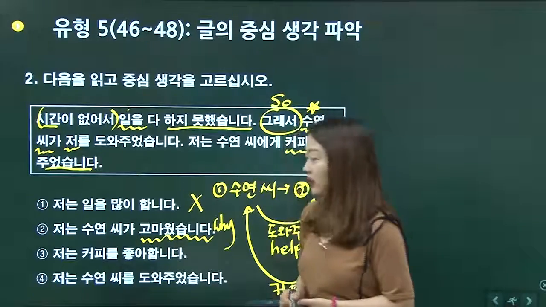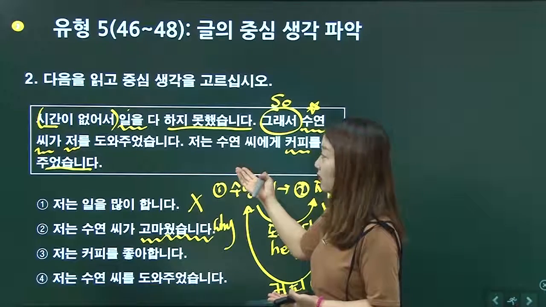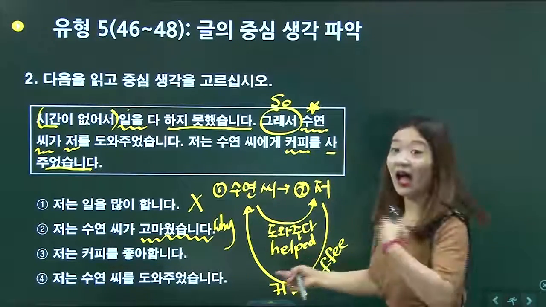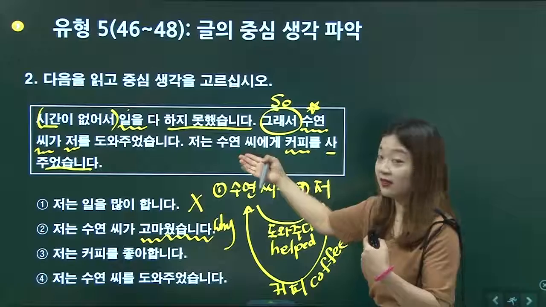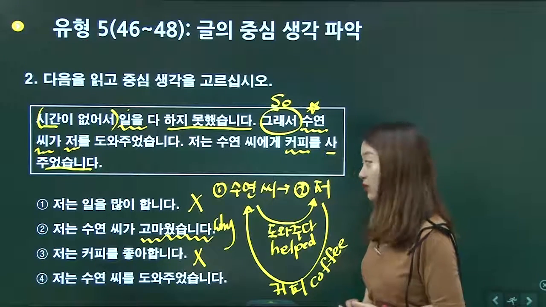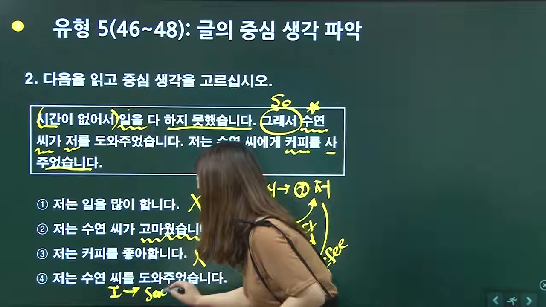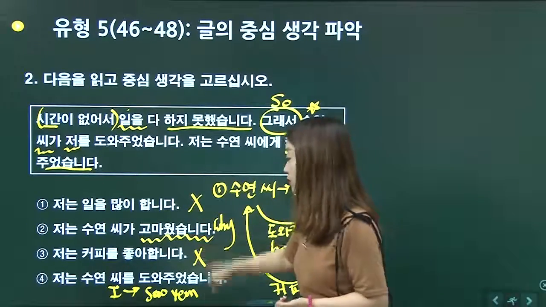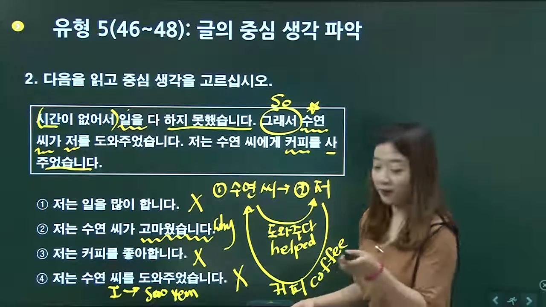Number three, 저는 커피를 좋아합니다. There's nothing about, you know, I like coffee, right? I like coffee, but in this passage, I didn't say I like coffee, right? So it can be wrong. Number four, 저는 수연 씨를 도와주었습니다. So it means I helped 수연. Is it true? No, 수연 helps me, right? So it's wrong. The only one answer that is true is number two. Okay.